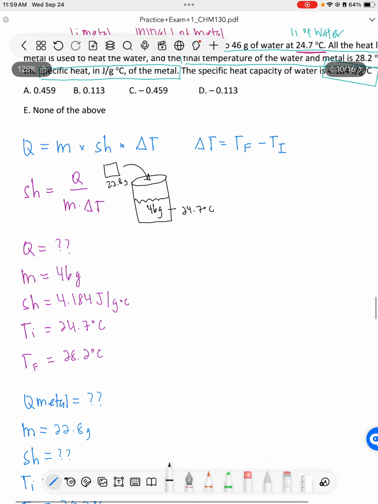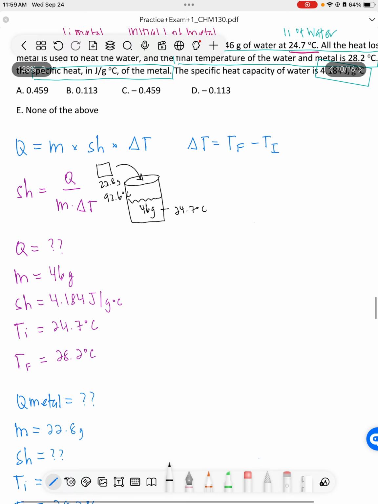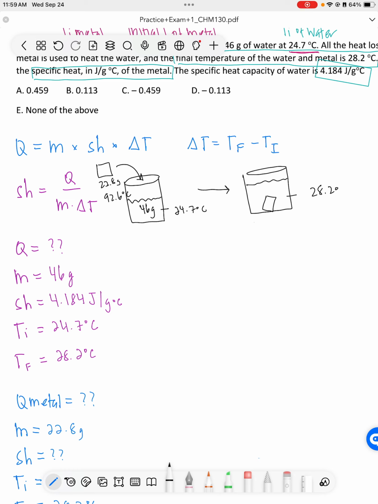It was 92.6 degrees Celsius. And I'm going to put that in my water. And if you think about what's going to happen, well, the water is colder and the metal is hotter, so the water is going to heat up and the metal is going to cool down. And they're going to come to the same temperature. So the amount of heat that the metal puts out is going to be absorbed by the water. So the metal is giving heat to the water, and the water is taking it. And it ends at a temperature of 28.2 degrees Celsius for both the metal and the water.